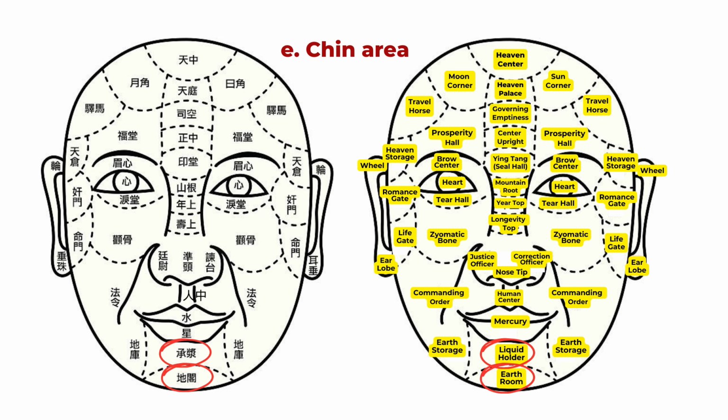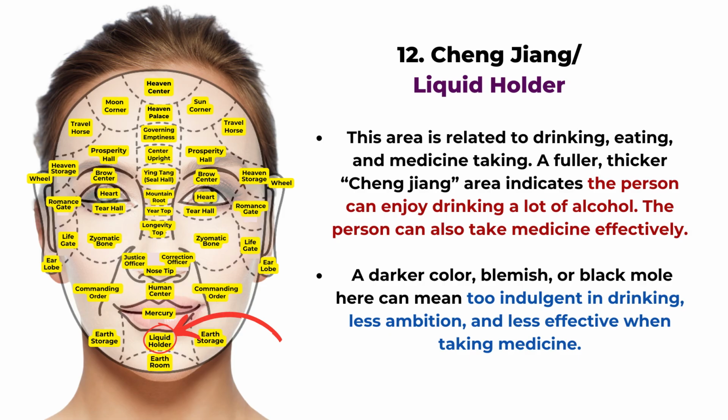The next section is chin area. We have the 城江, the liquid holder, and the 地阁, the earth room. The area below the lips is called the liquid holder. It's related to drinking, eating, and medicine taking.